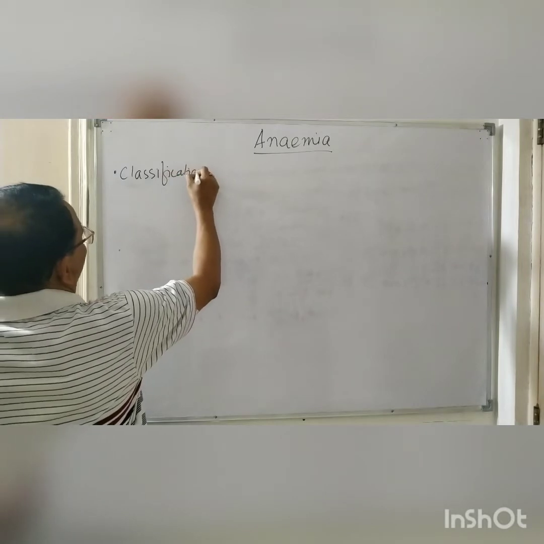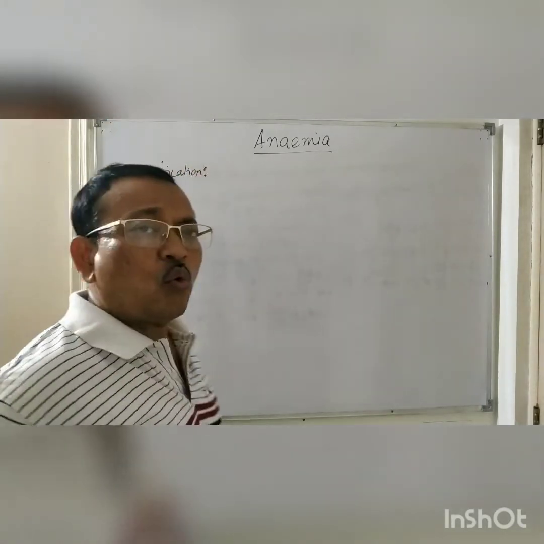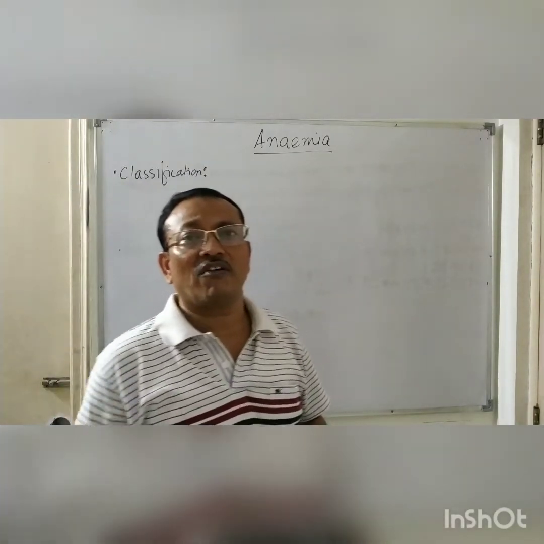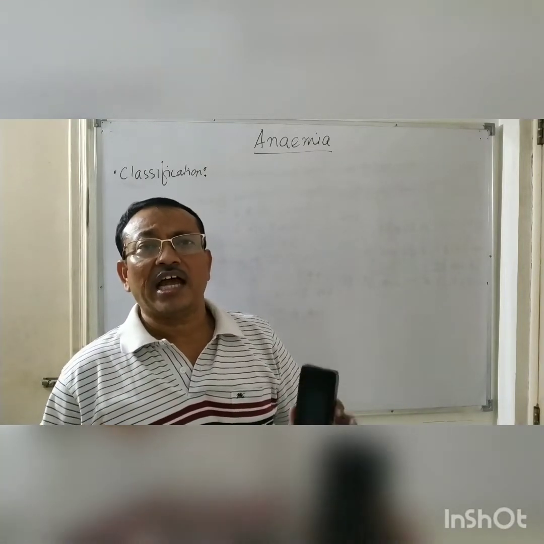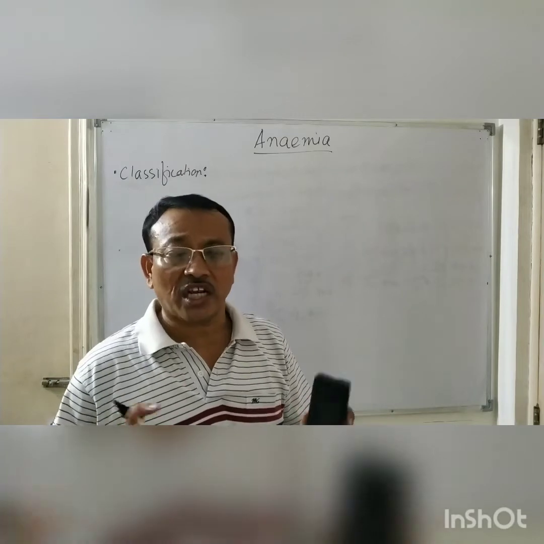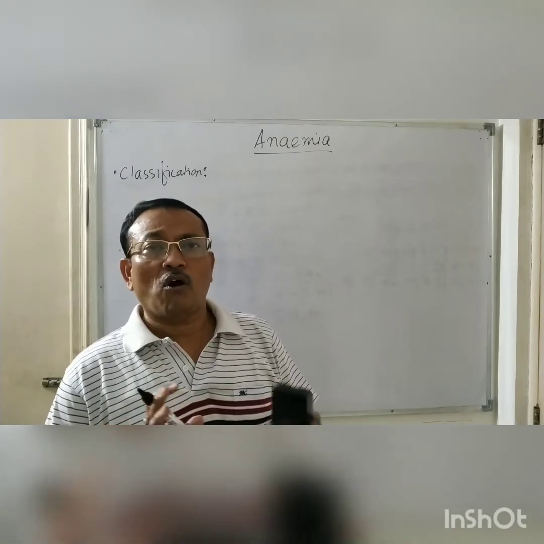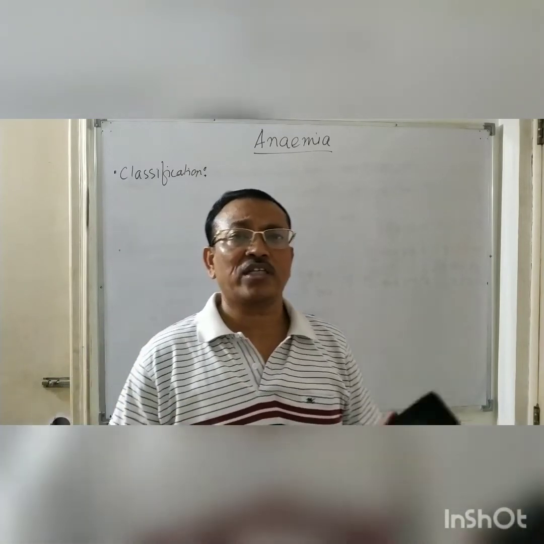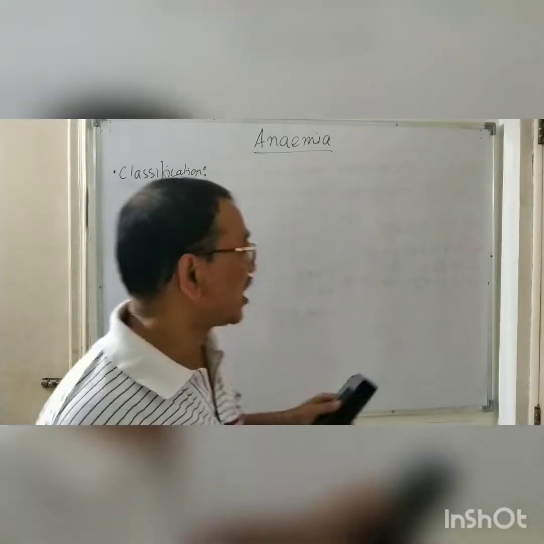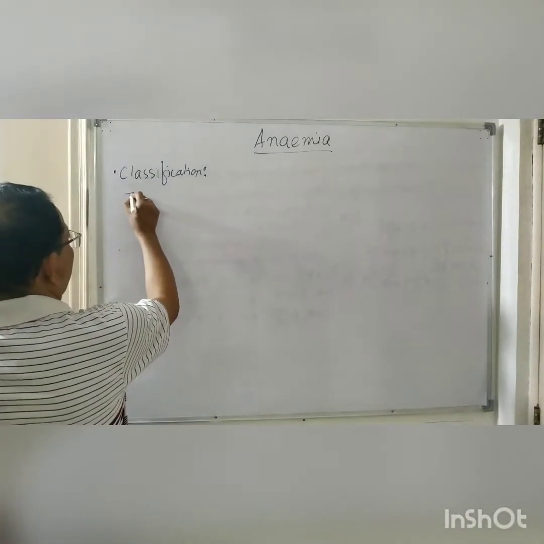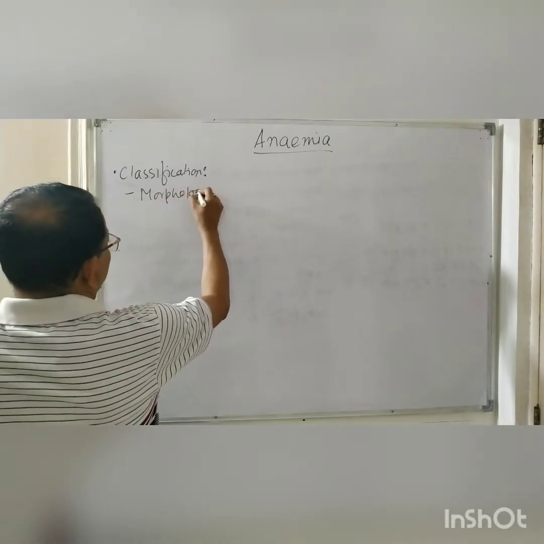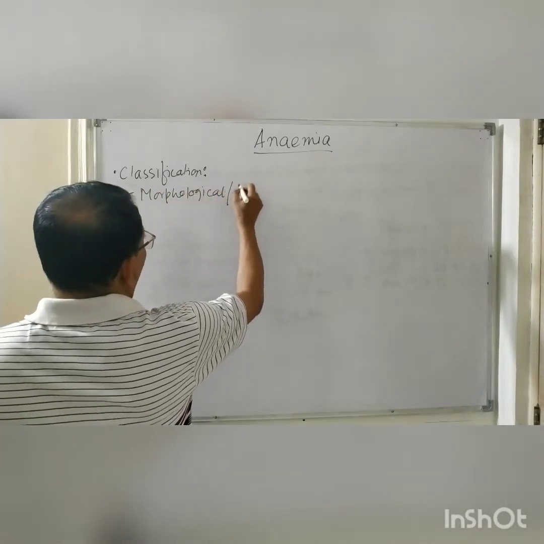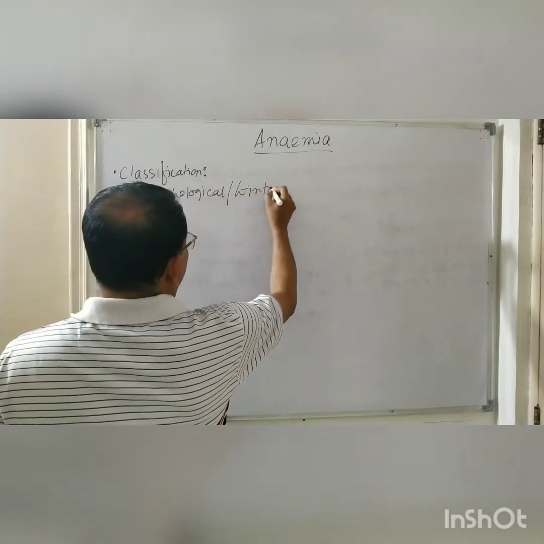Classification of anemia. There are two types of classification of anemia. One is the morphological classification and the second one is known as the etiological classification. Morphological classification was given by Wintrobe and thereby it is also known as Wintrobe's classification.